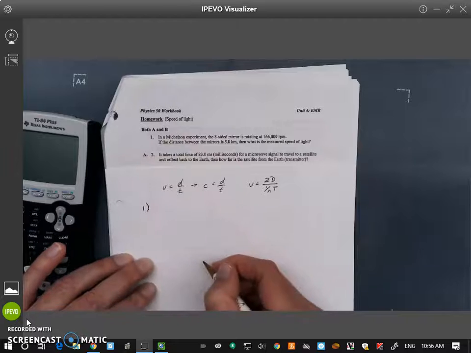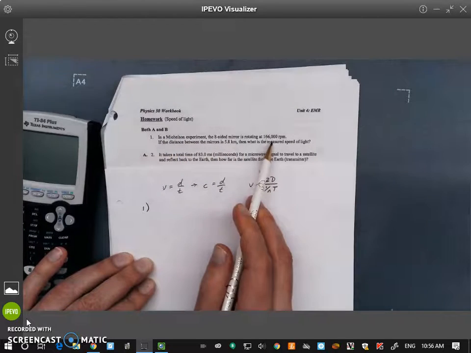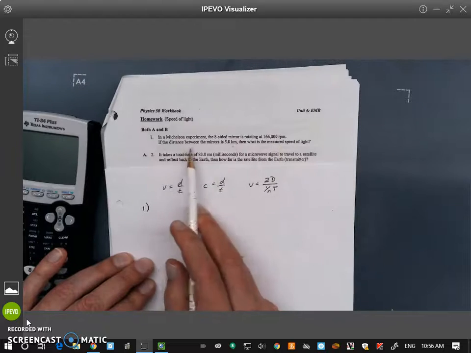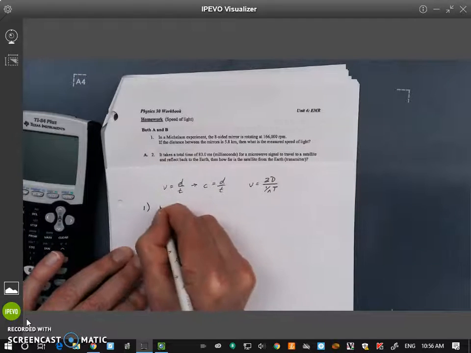Let's do some practice questions. So we're looking at the first one here. Michelson experiment, 8-sided mirror, 166,000 RPM, distance between the mirrors 5.8 kilometers. What's the measured speed of light?